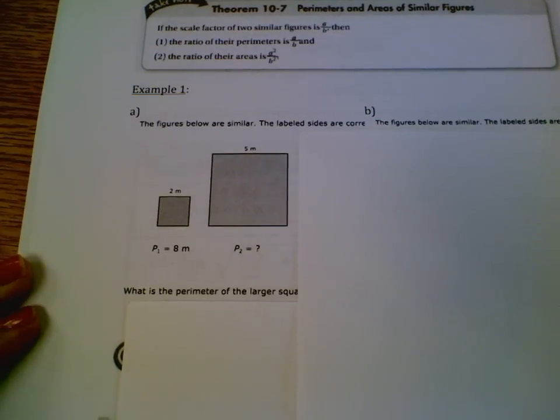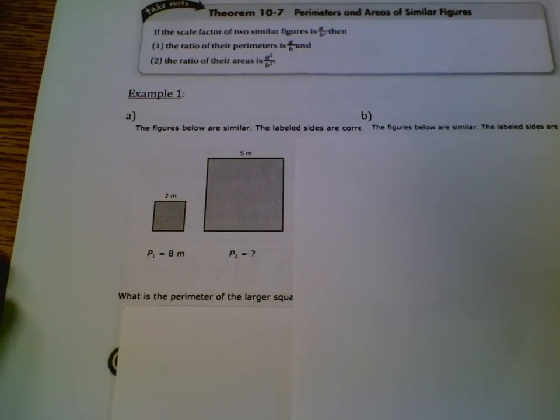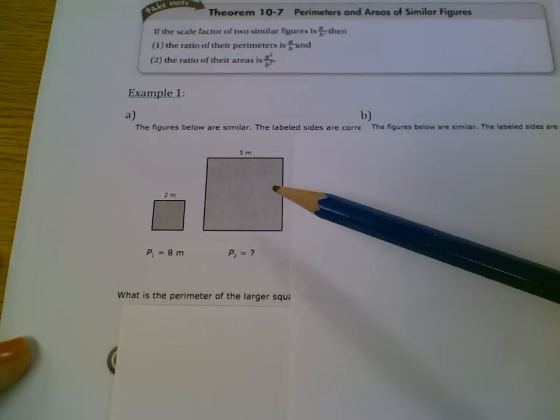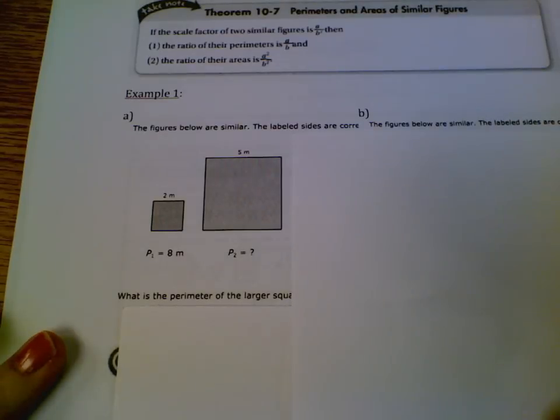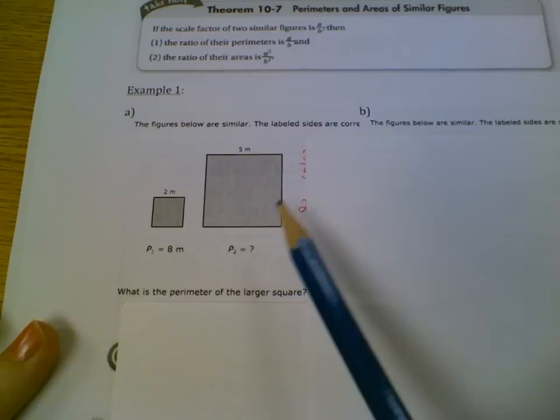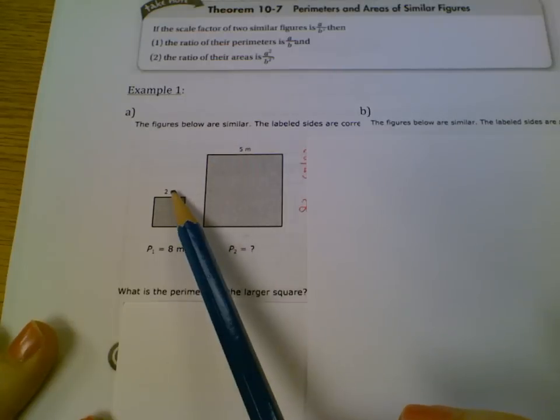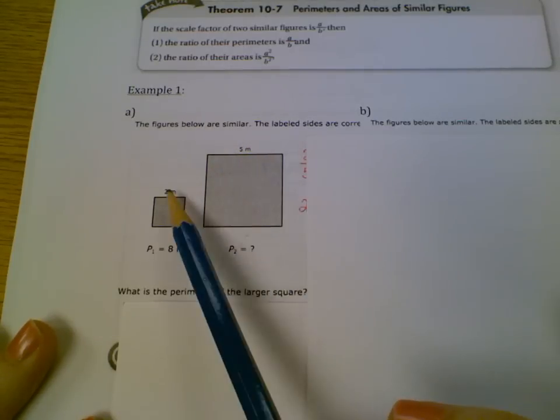So this first example says the figures below are similar, and this kind of got cut off, but it's saying the labeled sides are corresponding. So it's asking me to find the perimeter of the larger square. So first thing I notice is that I have two side lengths. Well, that right there will be my scale factor.